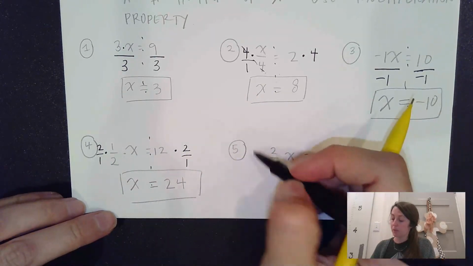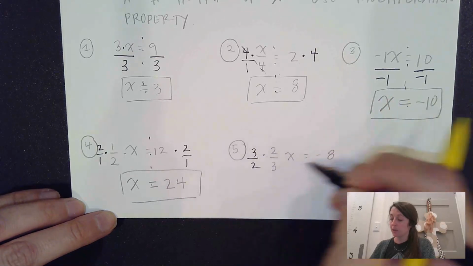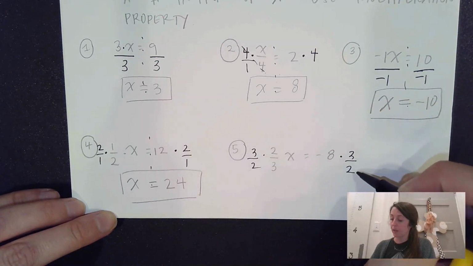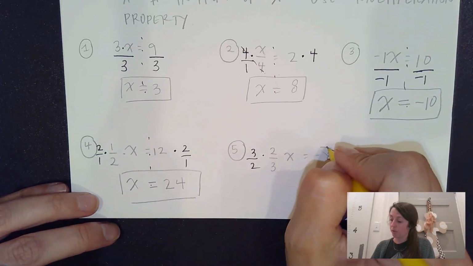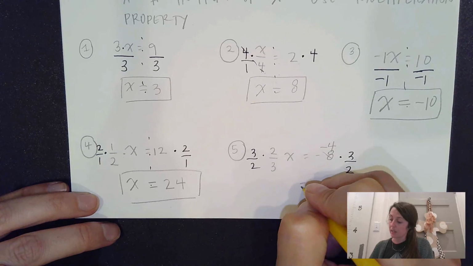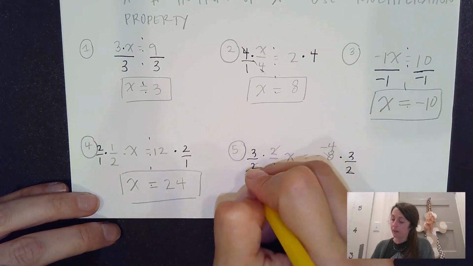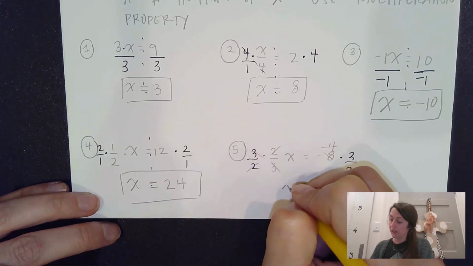Here, I'm going to multiply both sides by 3 over a 2. So I'm going to multiply by 3 over a 2. So I'm going to have a negative 4 times a 3, which is a negative 12. And here, I'm going to be left with a 1x.